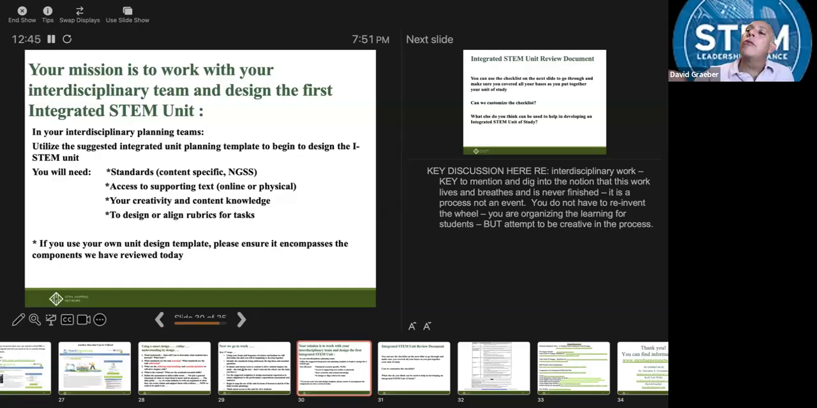And again, if you have your own unit design template, make sure it has the components that were in there. So your goal is to walk away from here and to start planning a unit and to bring it back to us for feedback. Because again, feedback is the key piece in the loop, right?